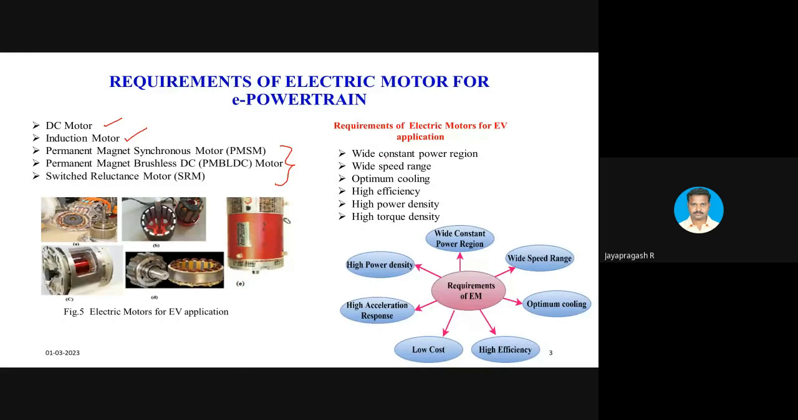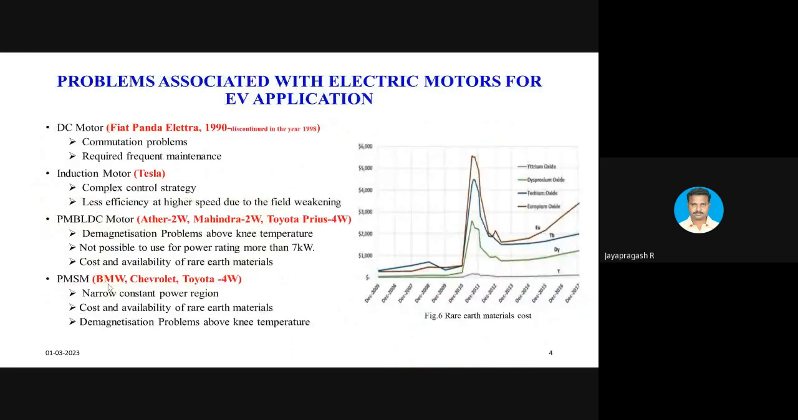So the power density should be more, energy density should be more, torque density should be more, and the efficiency should be high. Most importantly, the cost should be less. So these are some of the requirements of electric motors which are used for electric vehicle applications. So let us discuss one by one.